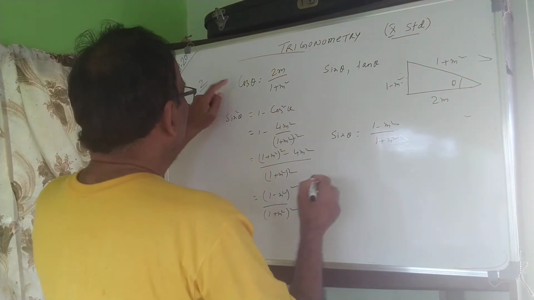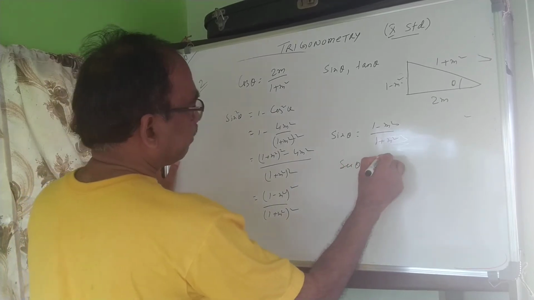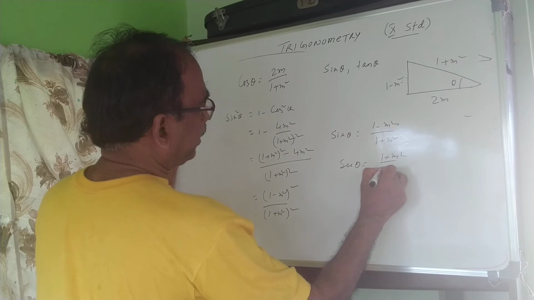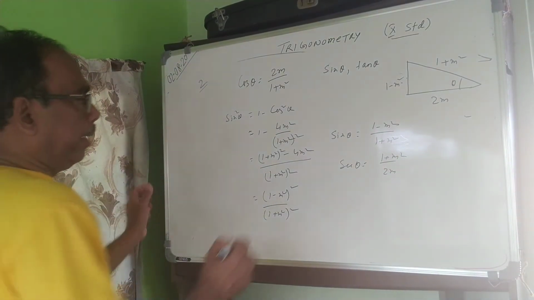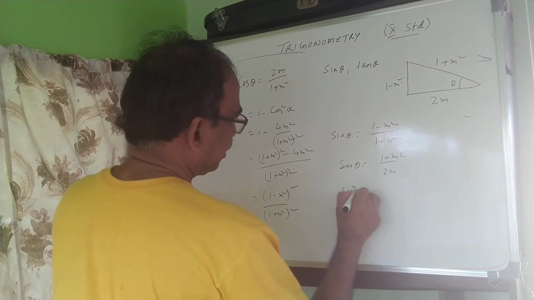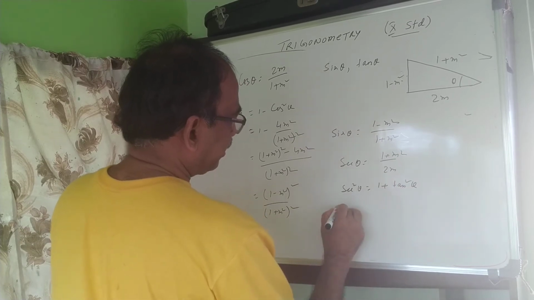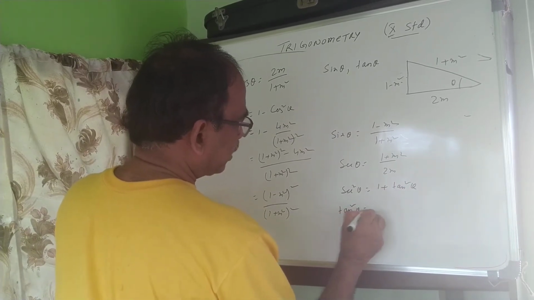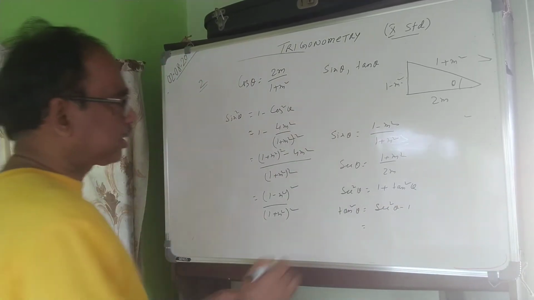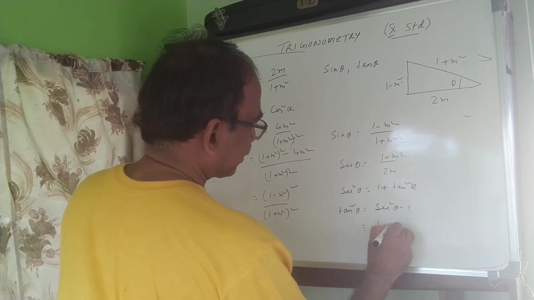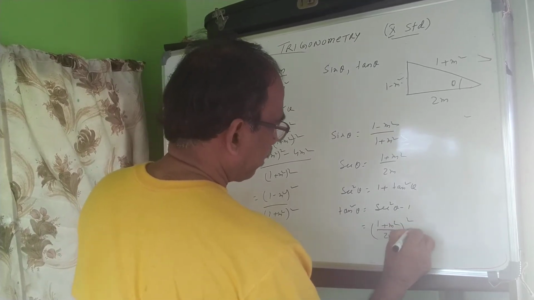Again, tan square theta. Then cos theta is this, then sec theta is 1 plus m square by 2m. You know sec square theta equals 1 plus tan square theta. Then tan square theta equals sec square theta minus 1. Sec square theta is this, that is 1 plus m square by 2m whole square minus 1.